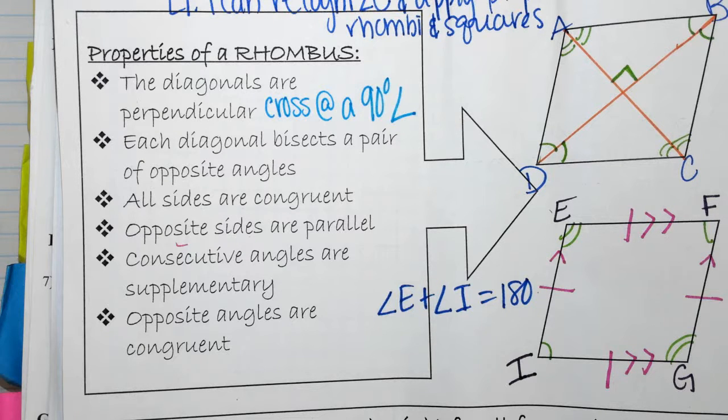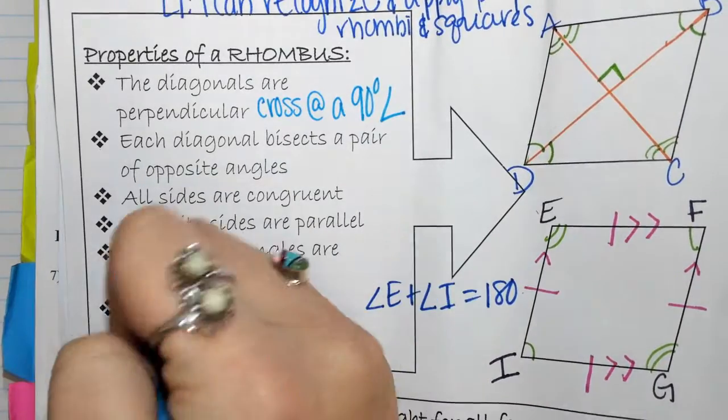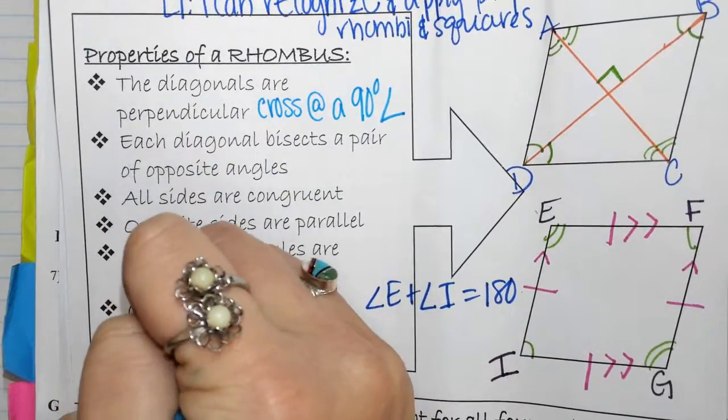All right, and then what's the second thing about diagonals? They bisect a pair of opposite angles. What does it mean if they bisect a pair of opposite angles? It cuts the angle in half. Good, take a point. Now, is there something else that we know about diagonals of a rhombus? They're congruent. Take a point, Drake. So let's make a little star down here that says the diagonals are congruent.